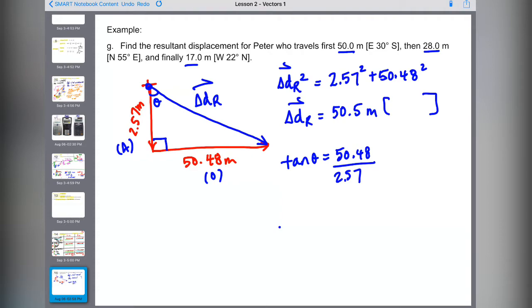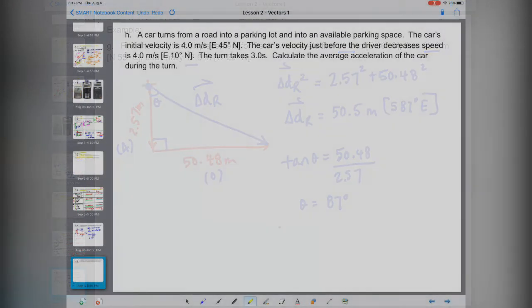And then shift tangent, shift tangent of whatever answer you got. Angle theta should work out to be 87 degrees. So the final answer is south, 87 degrees to the east.